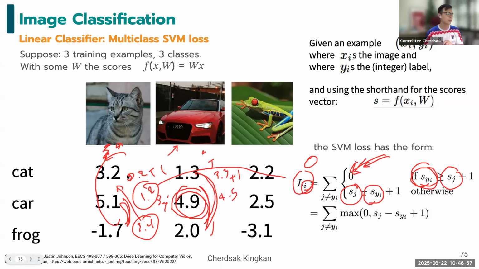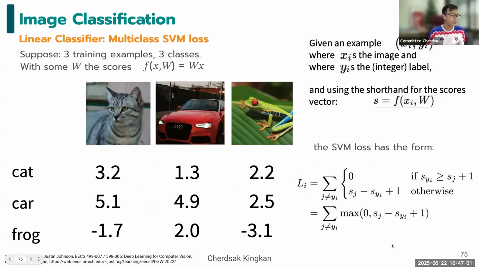All right, so that's how the loss function is calculated. We can simplify this as the max between zero and the score of the incorrect class minus the score of the correct class plus 1. So take the max of that, and you will get a loss for each example. All right, this is the SVM loss.